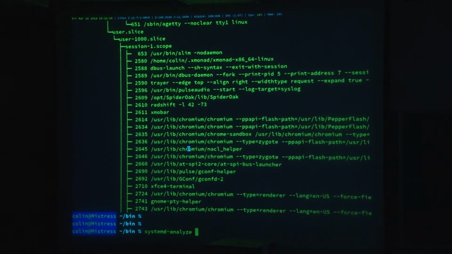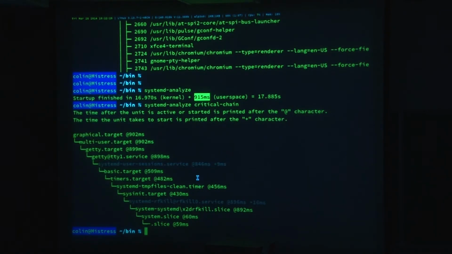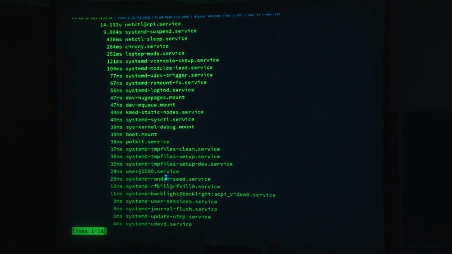So systemd comes built in with some decent analysis tools. If you just type systemd-analyze, it'll tell you how long your startup took. So it took 17 seconds kernel, 915 milliseconds user space for a total of 18 seconds. If you want to see what took so freaking long, you can run this. It looks like starting systemd user session service added 9 milliseconds, and starting systemd RF kill added 16 milliseconds. If this doesn't really tell you much, or you just want to look at processes that took forever, you can run blame. This will sort them by time.